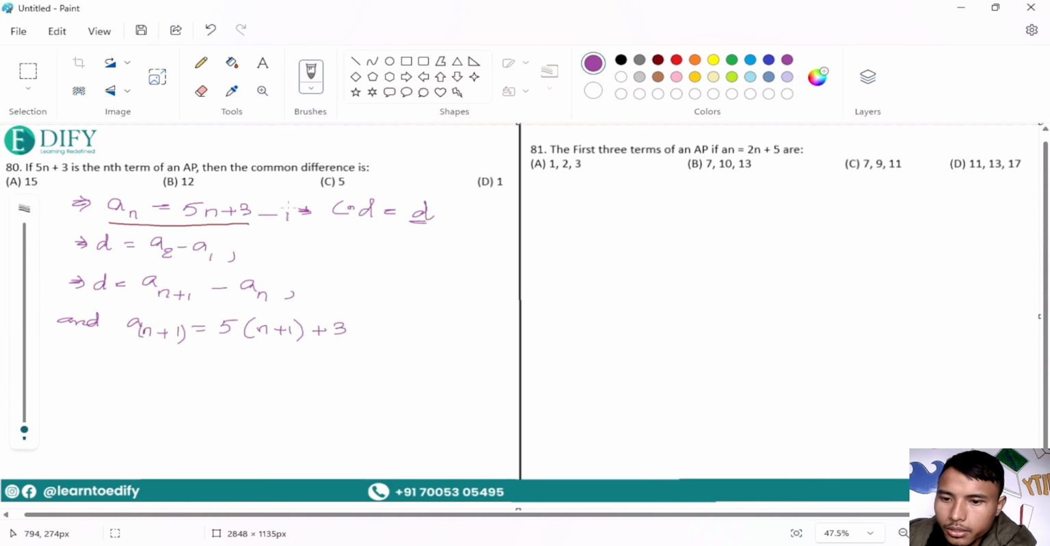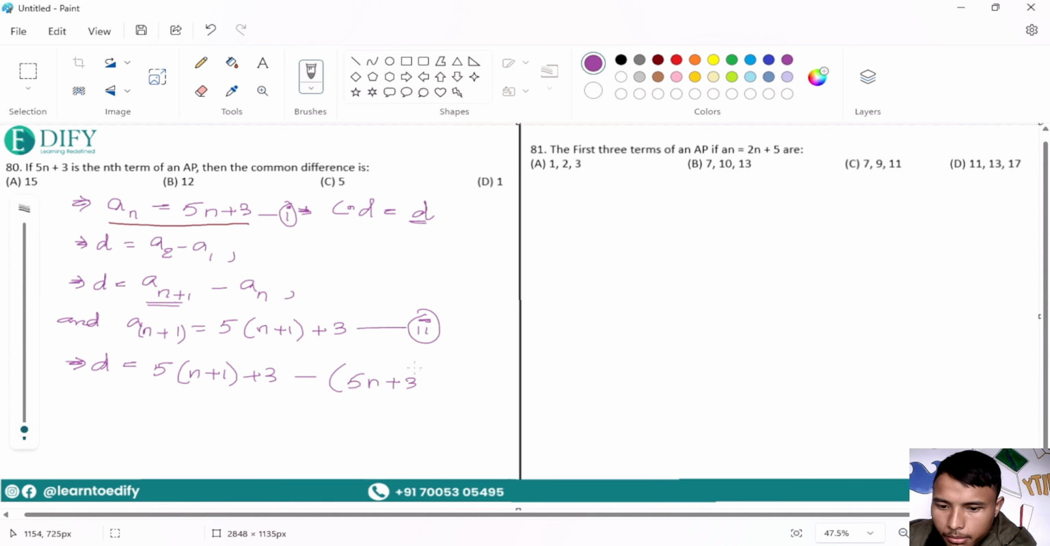Okay, this is equation 1 and this is equation 2. Fine. And then d, isn't it a of n plus 1 minus a of n? So subtract this from this. That implies d is equal to a of n plus 1 minus a of n. So we simplify: 5 times n plus 1 plus 3, then minus a of n.